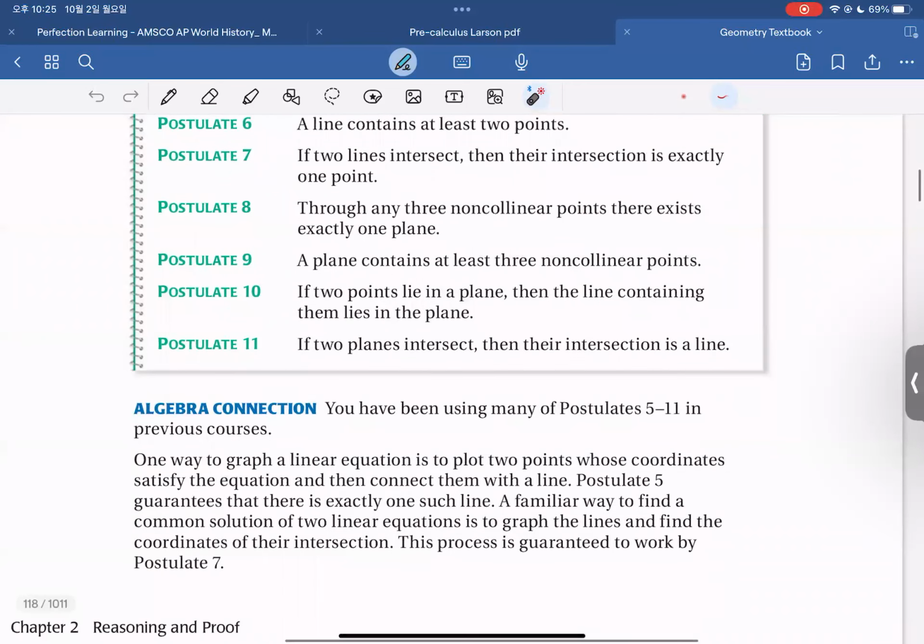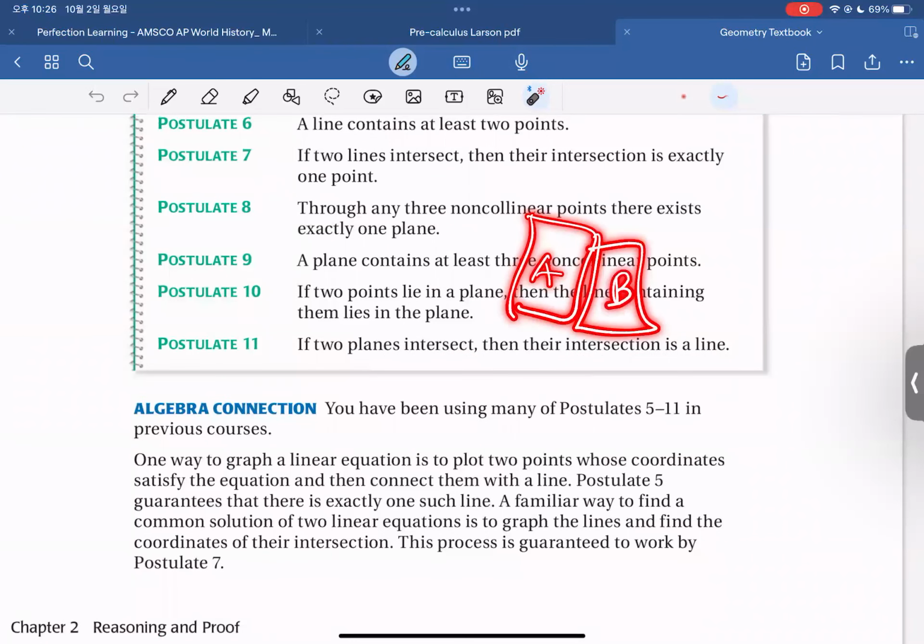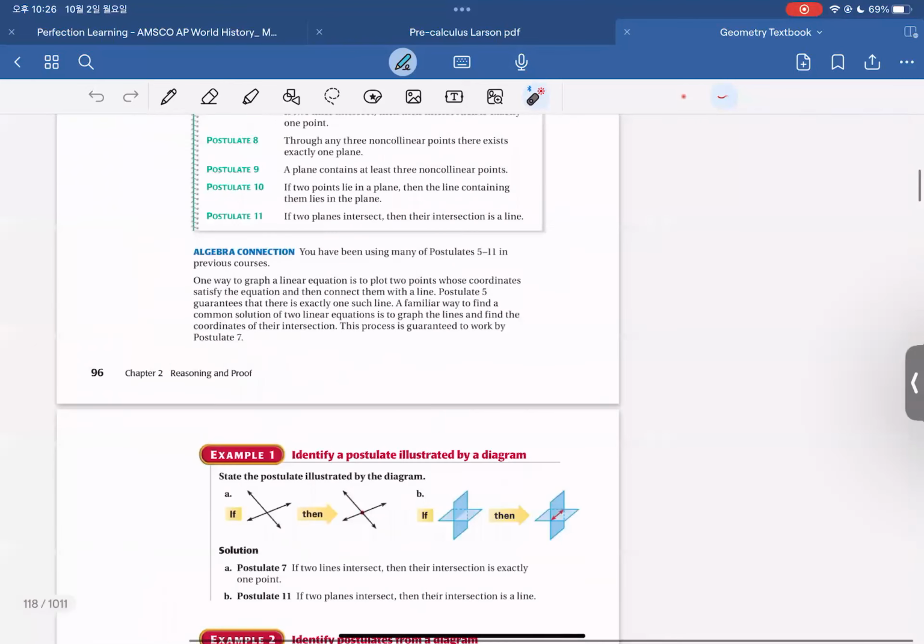If 2 points lie in a plane, then the line containing them lies in the plane. Obviously, if the 2 points are in the plane, the line would also be in the plane, something like this, right? Also, if 2 planes intersect, then their intersection is a line. Something like this: plane A, plane B, they intersect here. That's line C. That's the idea here.